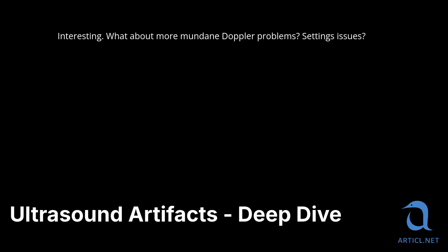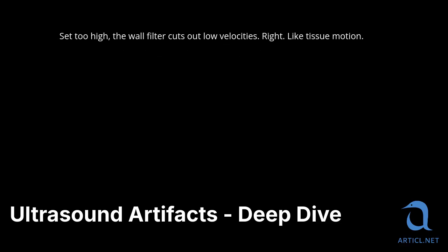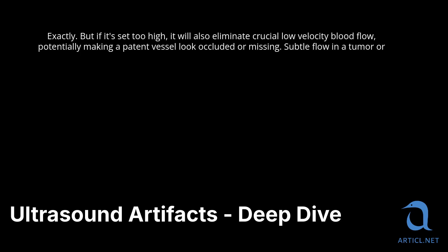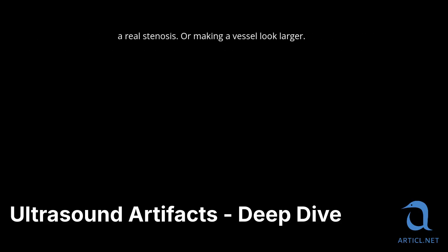Interesting. What about more mundane Doppler problems, settings issues? Oh yes, other key Doppler artifacts stem directly from inappropriate equipment settings. This is huge. For example, if your wall filter is set too high. The wall filter cuts out low velocities, right, like tissue motion. Exactly. But if it's set too high, it will also eliminate crucial low-velocity blood flow, potentially making a patent vessel look occluded, or missing subtle flow in a tumor or inflamed tissue. Conversely, excessive color gain can introduce so much noise it creates color bleed, making it seem like flow extends outside the vessel walls, potentially masking a real stenosis or making a vessel look larger.